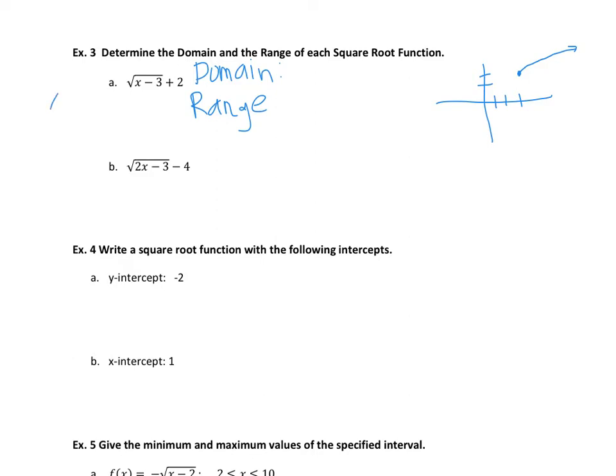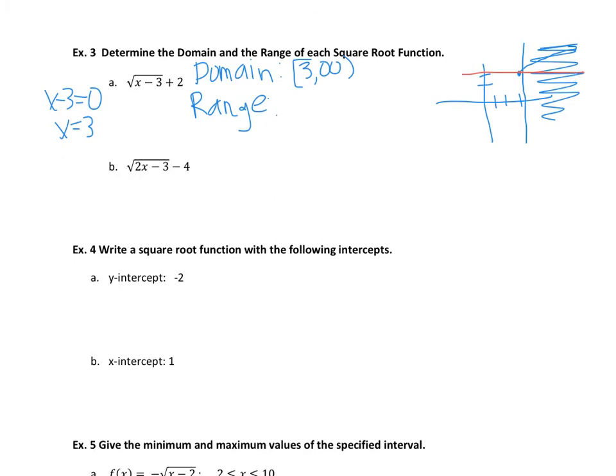Now remember, for domain, you always want to set whatever's underneath your square root equal to 0. Because that's going to give you the value that gives you 0, and then you can have everything above that so that you don't take the square root of a negative number. So my domain here, and you can kind of verify that with a graph, is everything over the value of 3. We can have 3, so we're going to use a bracket instead of a parenthesis, and that's going to be my domain.